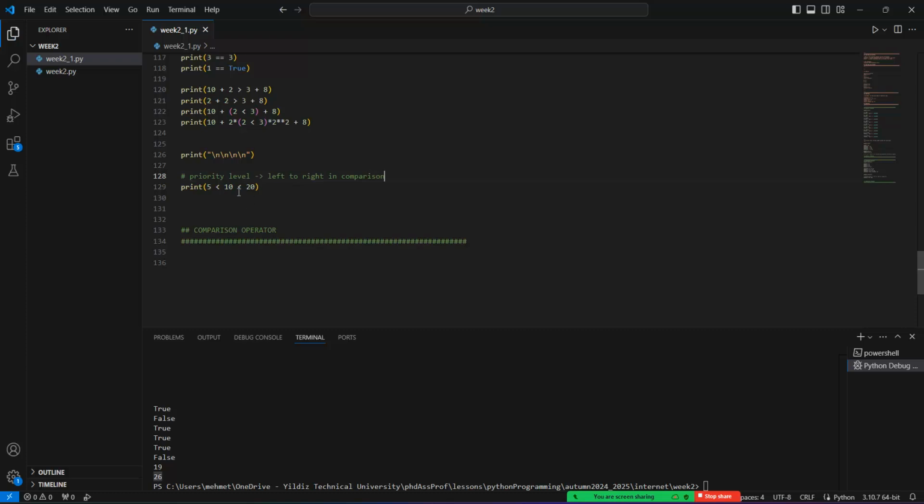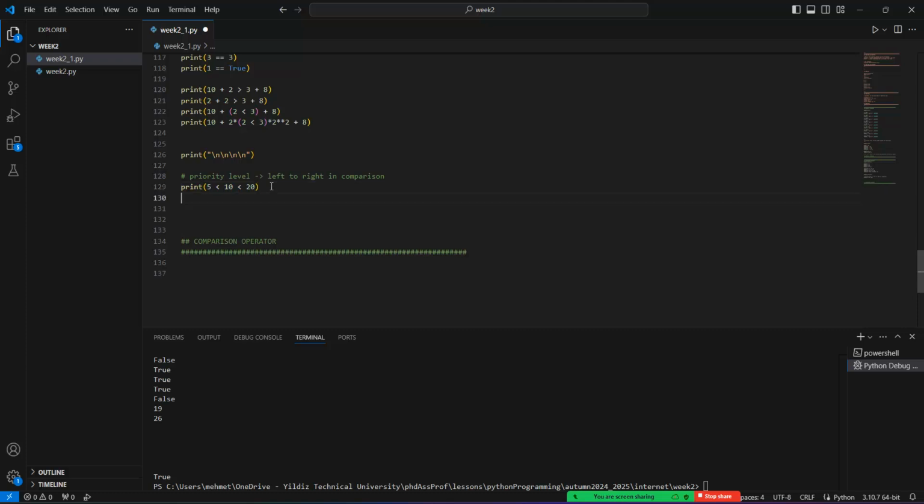So firstly, this condition is processed, is run. After that, this result is run with these conditions. Okay, and so is this true or not? This is true, and so this returns 1, and so 1 is smaller than 20, and so it returns what? The true value, right?